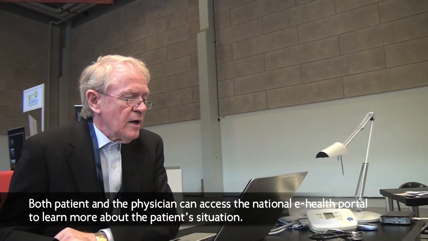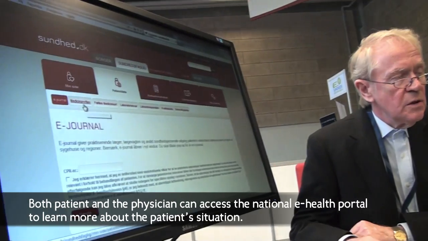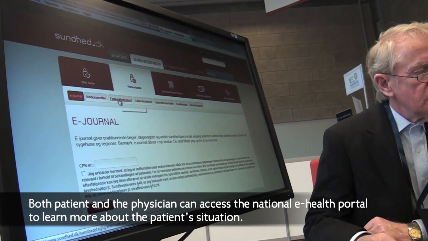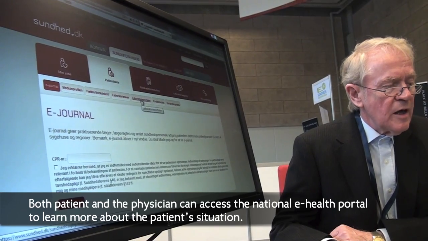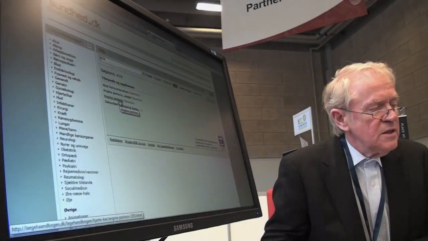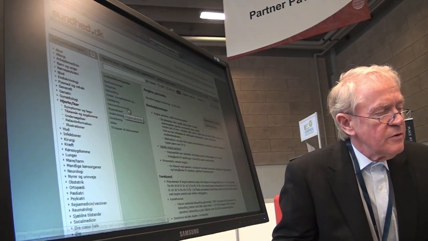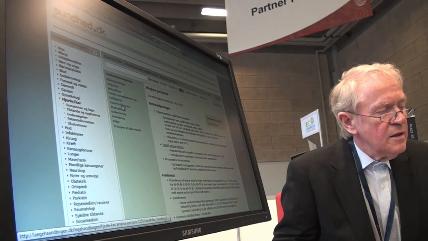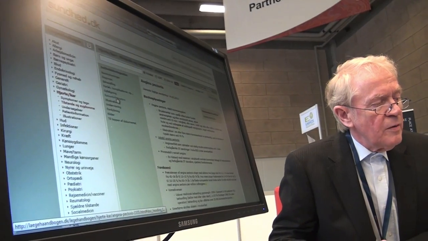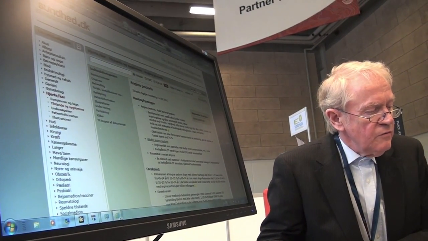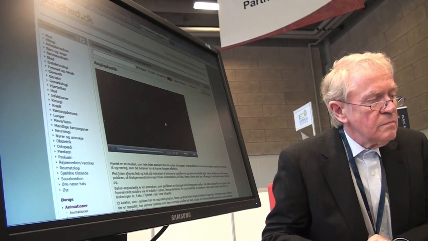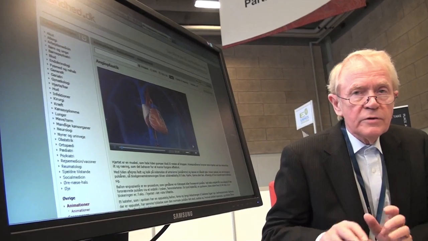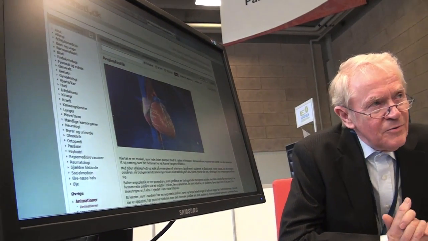There I'm using the eHealth portal, where I have access to the e-journal, the medicine profile, the common medicine card, the laboratory answer module, and the laboratory portal. I can see that you are suffering from angina pectoris, and with a click here about patient information, I can give you a link to see a video in your home, and it looks like this. You can look at this video when you come home.